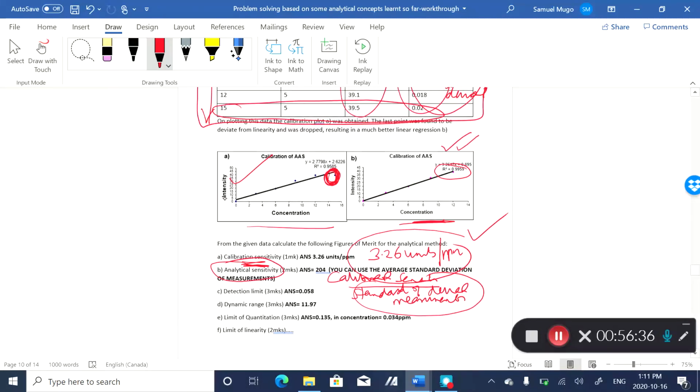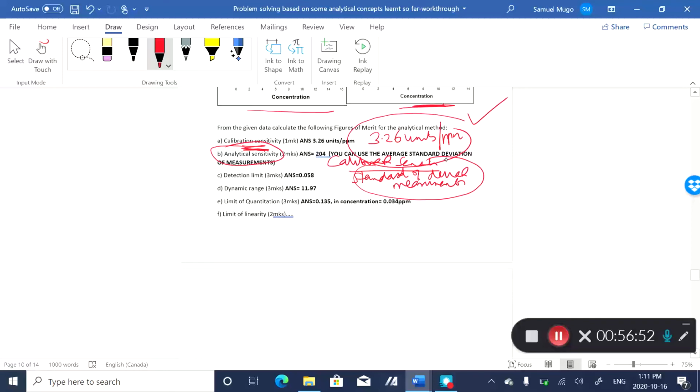Okay, remember again, the steeper the slope, because calibration sensitivity is just the slope, which is this, the steeper the slope, the better the analytical method, the more sensitive the analytical method. And so question C is limits of detection.